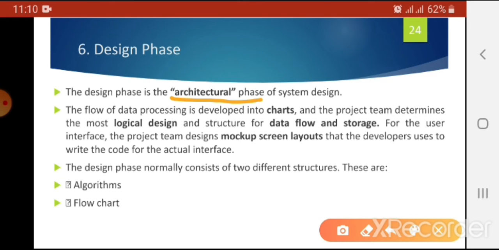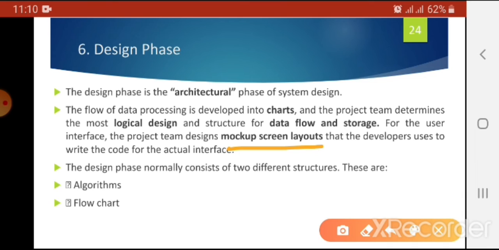The flow of data processing is developed into charts and the project team determines the most logical design of the structure for the data flow and storage. In this phase, different charts are developed, algorithms are written and the mock-up screen layouts are developed. Mock-up means trial screen layouts. Mock-up means fake.